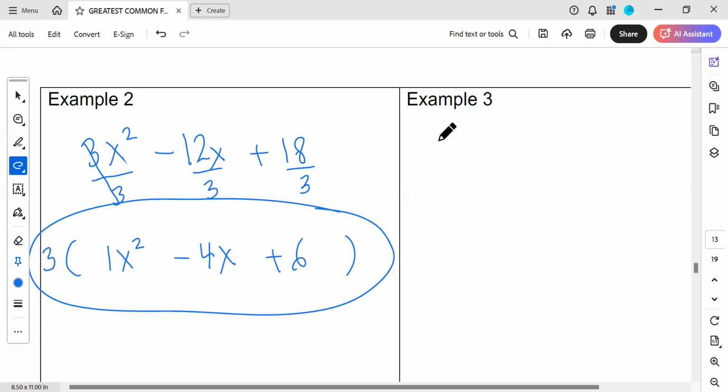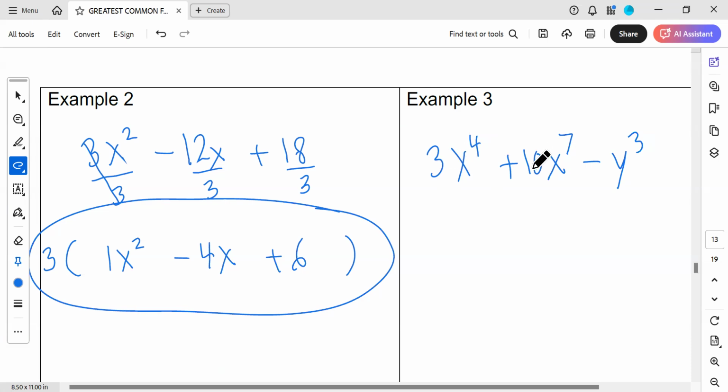Okay, let's try another one. Let's go up just a little bit in level. So let's do 3x to the 4th plus, I'm going to do 10x to the 7th minus y to the, let's say, 3rd.